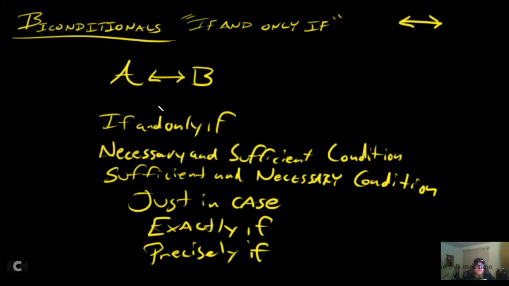So all of these, if I had A double arrow B, it's the same thing as saying A if and only if B. It's the same thing as saying A is a necessary and sufficient condition for B. It's the same thing as saying A is a sufficient and necessary condition for B. It's the same thing as saying A just in case B, A exactly if B, and A precisely if B. And also, I'm going to go ahead and say here vice versa. The way the double arrow works, it's basically saying that the arrow works in both directions.